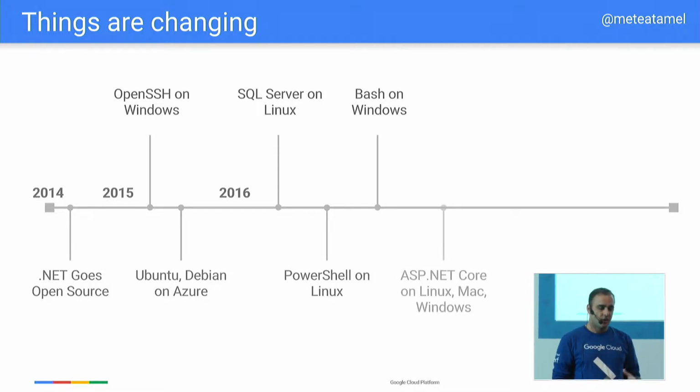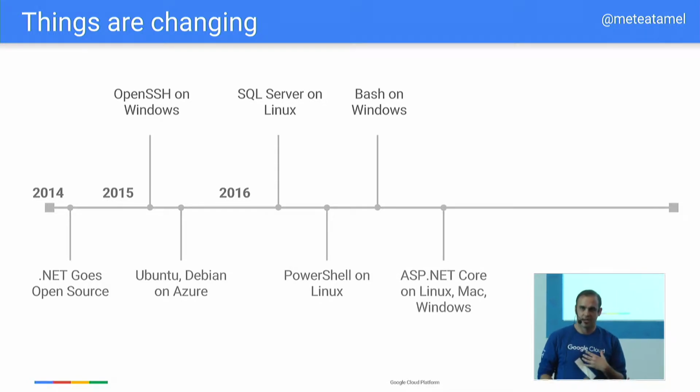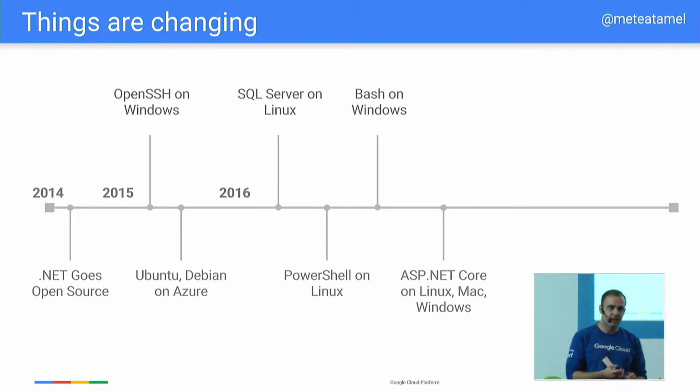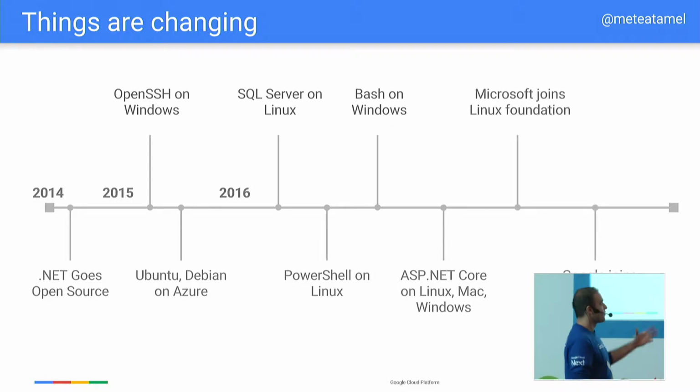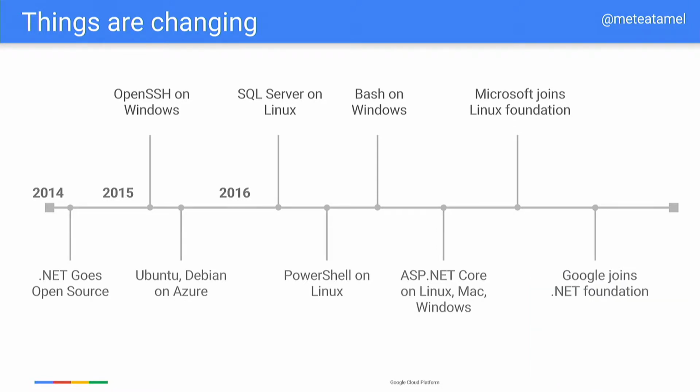And then ASP.NET Core, which is the most exciting part for me, is open source and runs on Linux, Mac, and Windows. So all the time and effort you spend on building your knowledge on C# and .NET finally becomes available on Linux. And then the year ended with two announcements: Microsoft joining the Linux Foundation and Google joining the .NET Foundation. So I think it's been a crazy year in 2016.